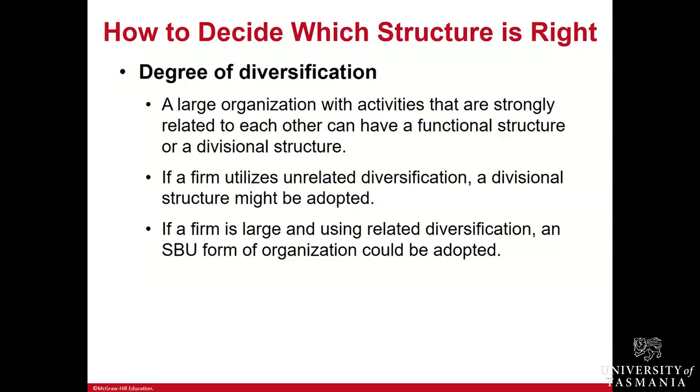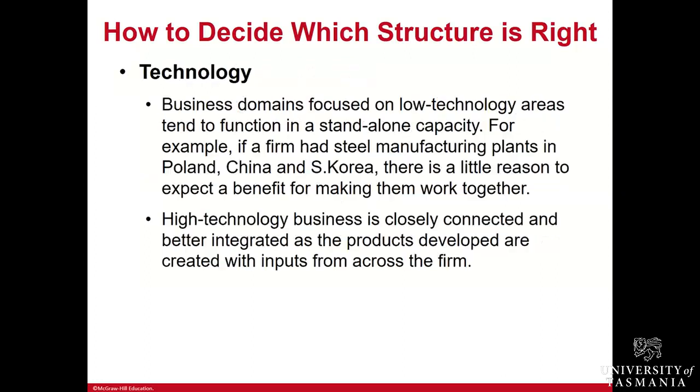How many products do you have? How are they diversified from each other, either related or unrelated? Then you can decide, yes, this firm is utilizing unrelated diversification, so yes, a divisional structure might be adopted. It's better to keep this. But as the products are diversified, you need another layer of management to group all these product groups, product lines like cosmetics, wines, and others, and then you can get a strategic business unit.